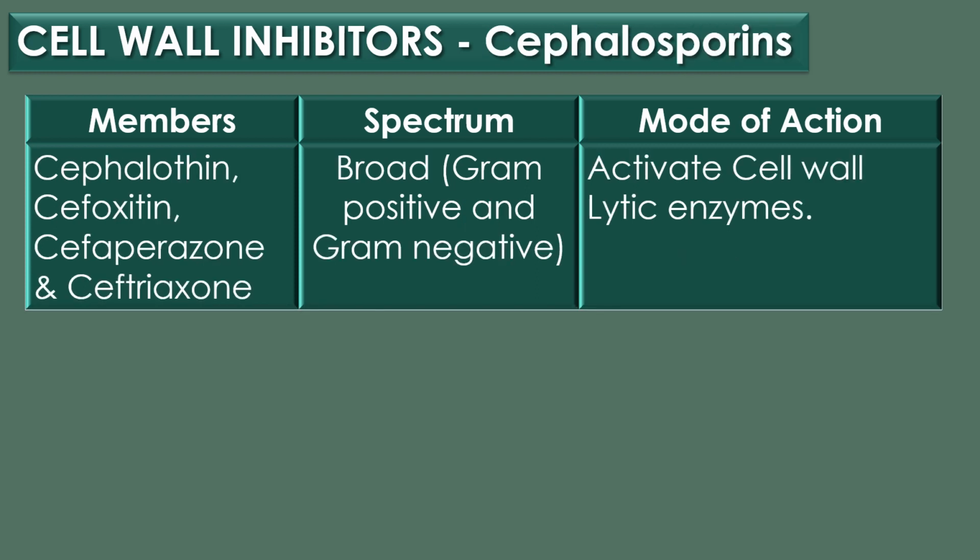The second group of the cell wall inhibitor category is cephalosporins. The cephalosporins group has 4 members. They are cephalothin, cefoxitin, cefoperazone, and ceftriaxone. All these members have a broad spectrum of activity against gram-positive and gram-negative bacteria. Regarding the mode of action, cephalosporins activate the cell wall lytic enzymes and degrade and denature the cell wall of the bacteria.